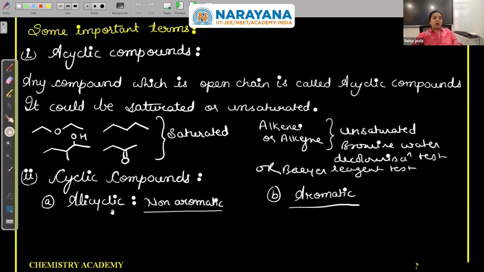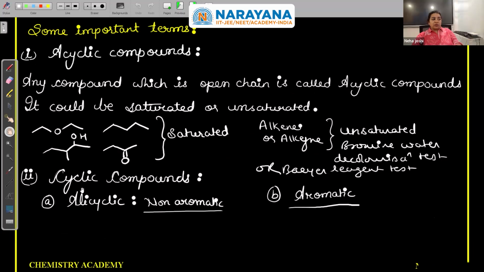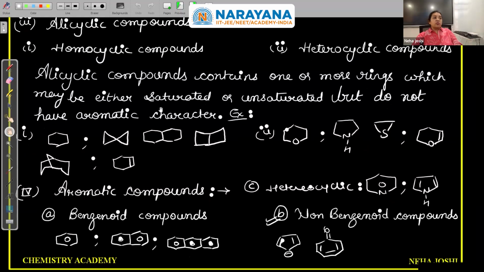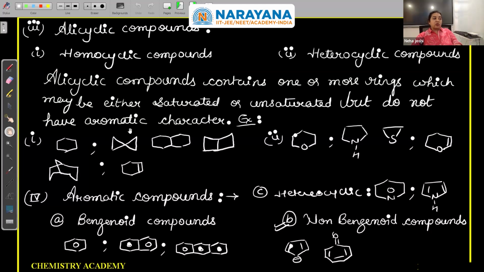Okay. Cyclic compounds are either alicyclic or aromatic compounds. Coming to what is alicyclic, as we have defined, cyclic is of two types, alicyclic and aromatic. An alicyclic compound contains one or more rings, which may be either saturated or unsaturated, but does not have aromatic character. So they can be saturated and unsaturated, but they should not have aromatic character, right? Then they are called alicyclic.